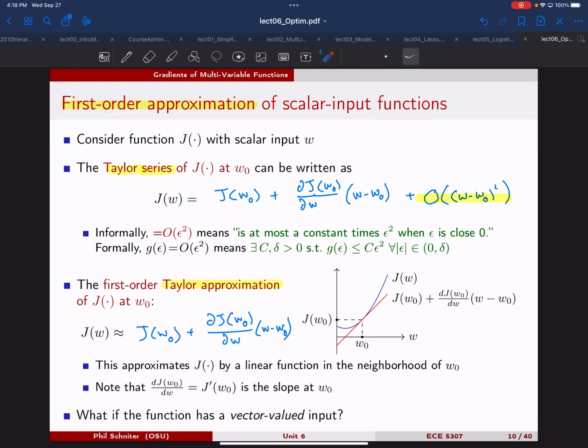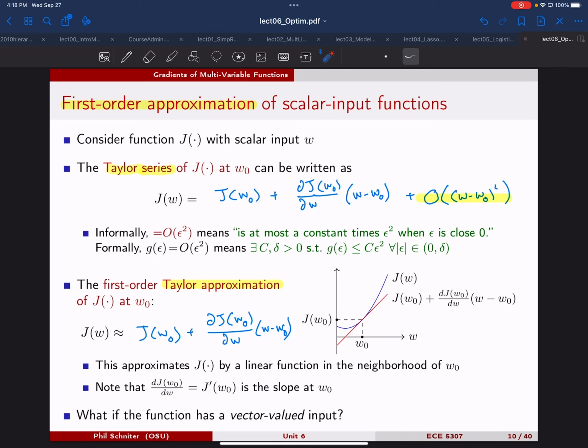Okay, good. This is just the slope of the function at that point W naught. Sometimes we write the slope with a prime. I'm sure that's familiar, but this is the more explicit notation. Okay, so that's the idea of first order approximation, at least in the scalar input case. Is this making sense? Are there any questions about this?